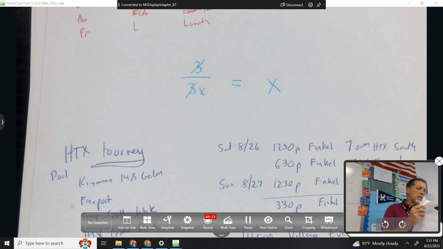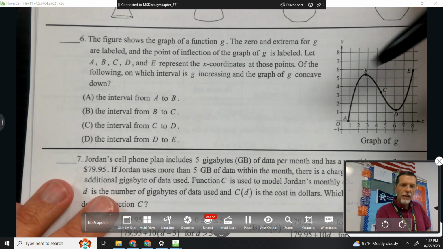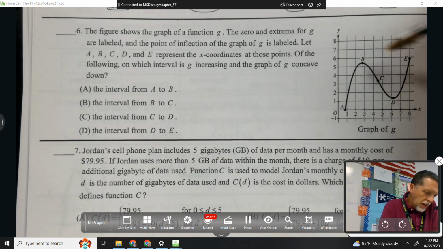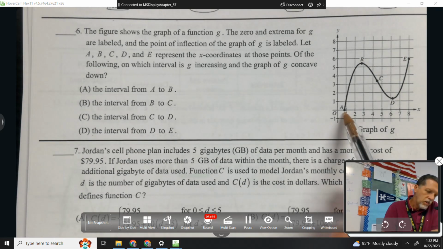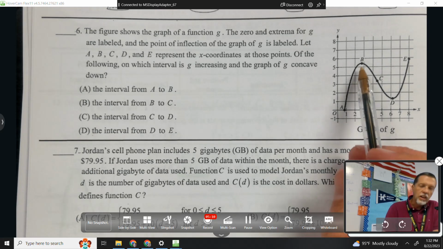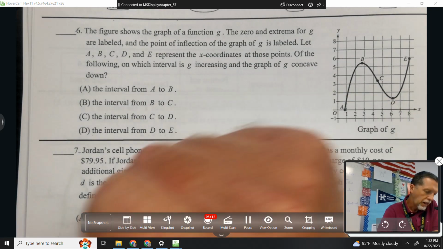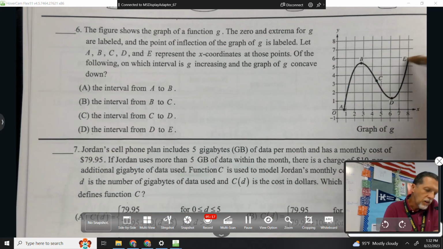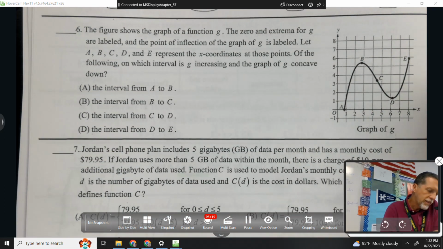Number 6. The figure shows the graph of a function g. The 0 and extrema for g are labeled. Okay, well, they're not labeled as the 0 and the extrema, but the 0 is A, the extrema would be B and D, like the highest and lowest points. Or E is the overall extrema, the overall max. Let A, B, C, D, E represent the x-coordinates at those points, okay? Of the following, on which interval is g increasing?